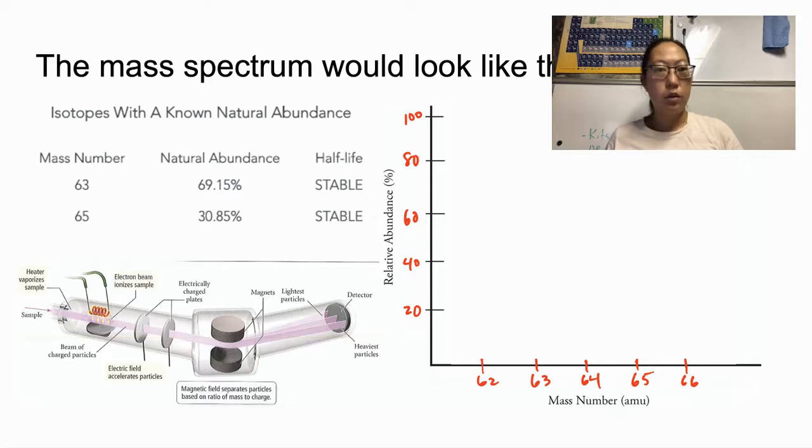I would expect to see at 63 about 69%. So we'd see a peak here that goes up to about, I'm going to pretend that hits around 70 here. 69 is pretty close to that, so that would be the abundance for copper-63. And then at 65, we would see about 30%. So another peak right here like that. And that would be the mass spectrum that we would expect for these two main natural isotopes of copper.